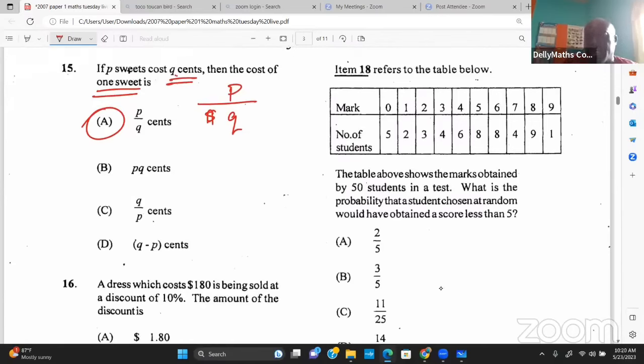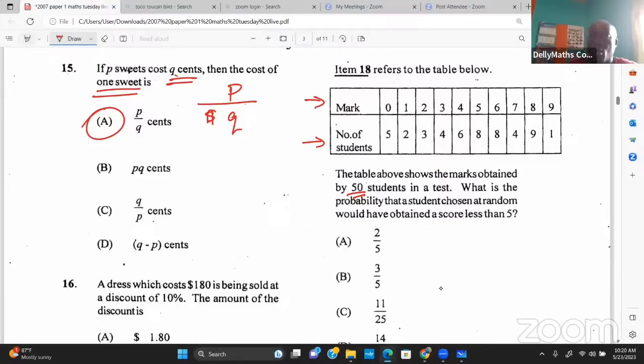So 18 says, it's going to be referring to the table. We have marks here, and we have the number of students. What we're looking at is the table above shows the marks obtained by 50 students in a test. So we already know it's 50, that's a total. What is the probability that a student chosen at random would score or obtain less than 5?